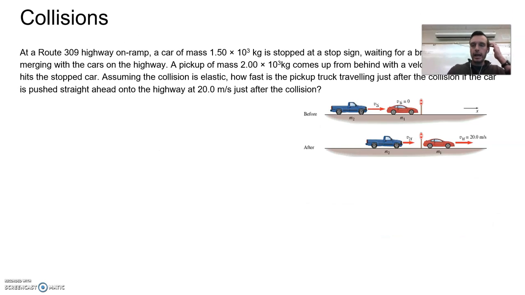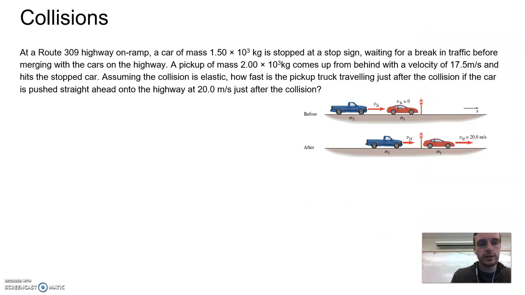So let's take a look at how that might play out in a situation here. We have two cars. There's a car of this much mass, and it's stopped. That's me after getting a free Baja Blast from Taco Bell, waiting for a break in traffic before merging with cars on the highway. A pickup of mass this comes up from behind with a velocity of 17.5 meters per second and hits the stopped car. What an idiot.